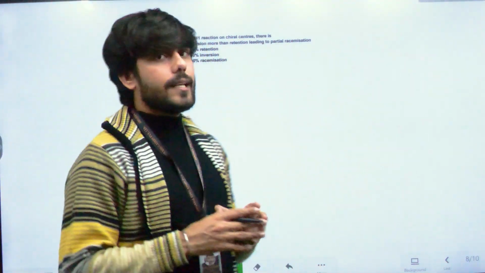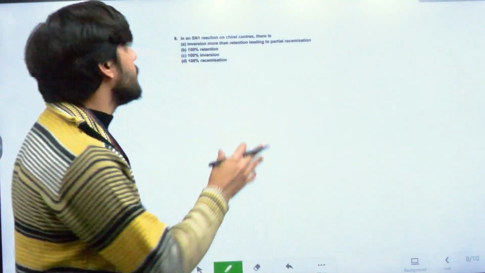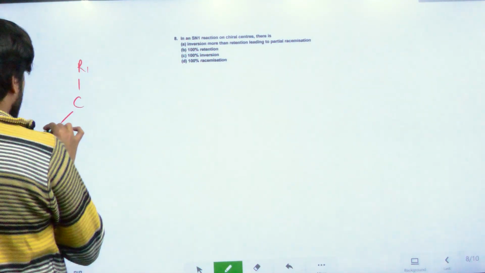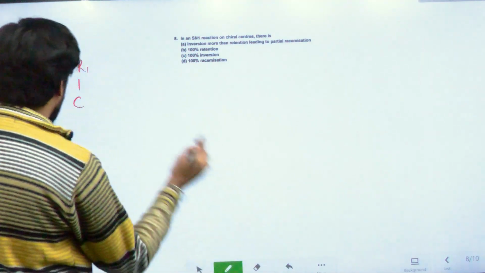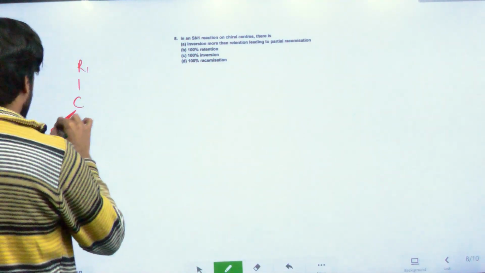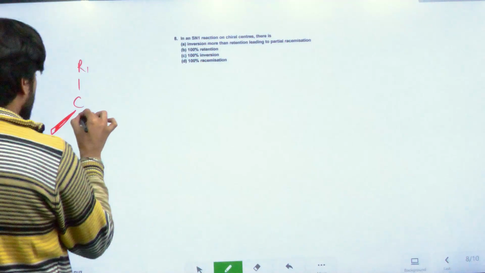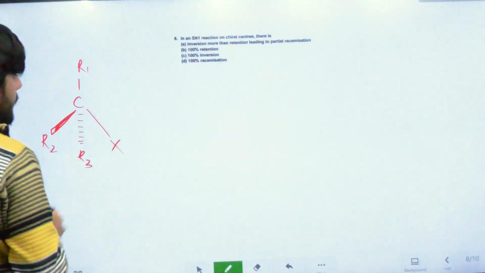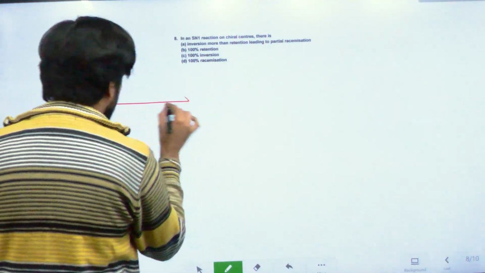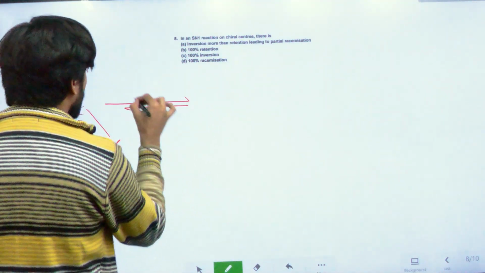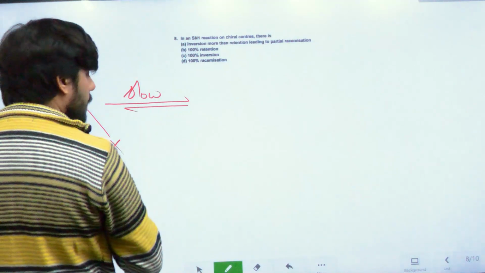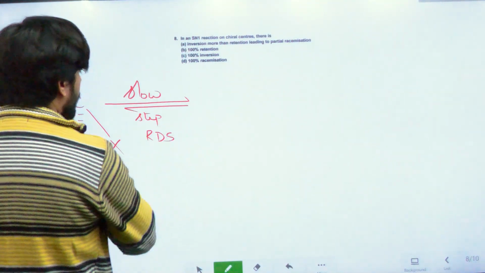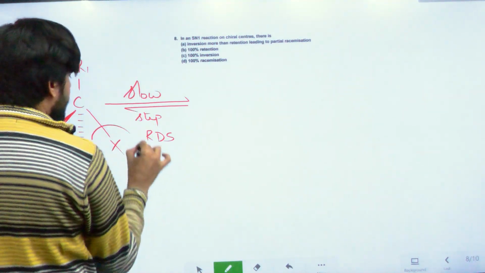In an SN1 reaction, when you start with a chiral substrate molecule, suppose I have something of this sort. This is my chiral substrate molecule. The first step is a slow step. This is the rate determining step, where this X leaves.